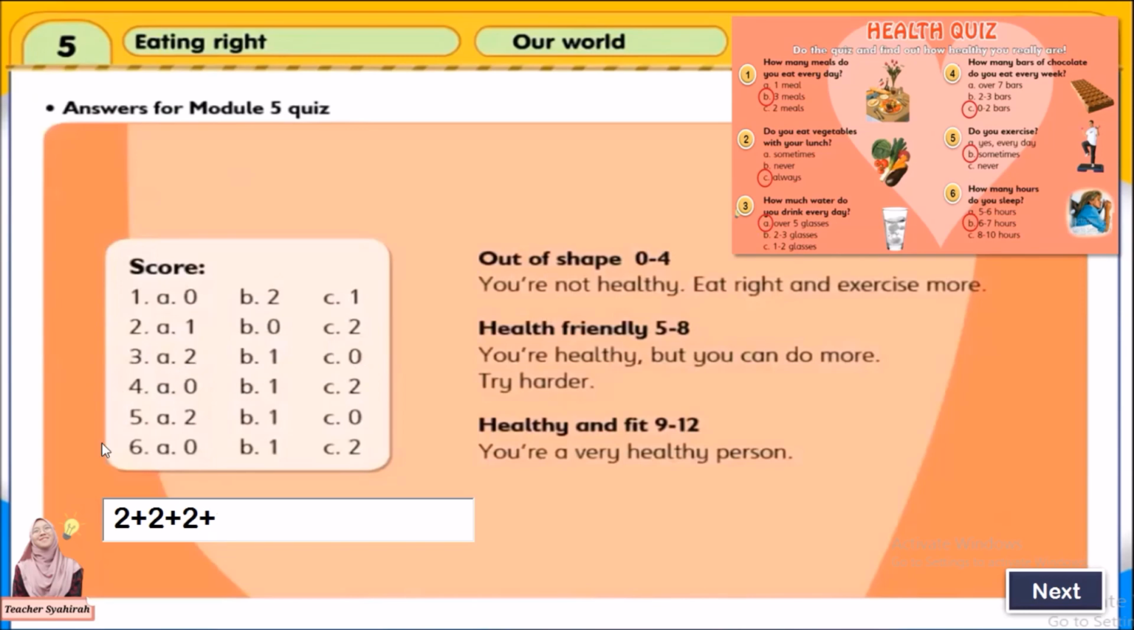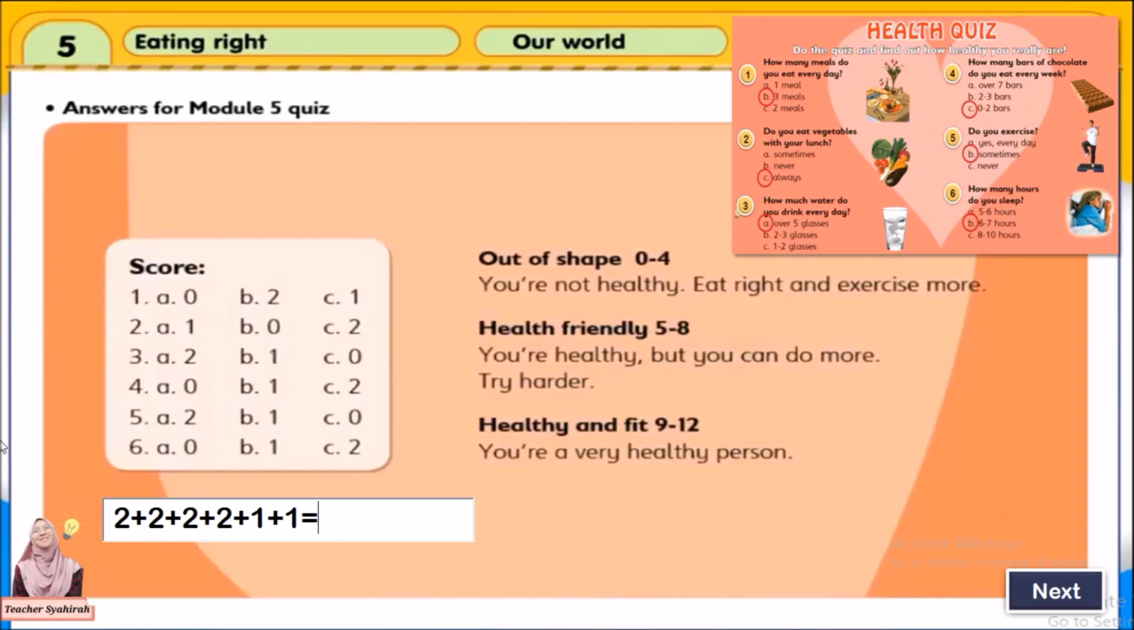Alright. And the next one, number 4. Okay, look at number 4. My answer is C. Tengok kat sini, C is 2 marks. Tambah lagi 2 markah. And then number 5, my answer is B. B is 1 mark. 1 markah. And then number 6, my answer is B. B is 1 mark. Okay, 1 markah. Jadi kita total. Make sure there are 6 numbers. Okay, 1, 2, 3, 4, 5, 6. Sebab kat sini ada 6 soalan kan. So make sure there are 6 numbers that you are going to add. Okay, yang awak akan tambah nanti.